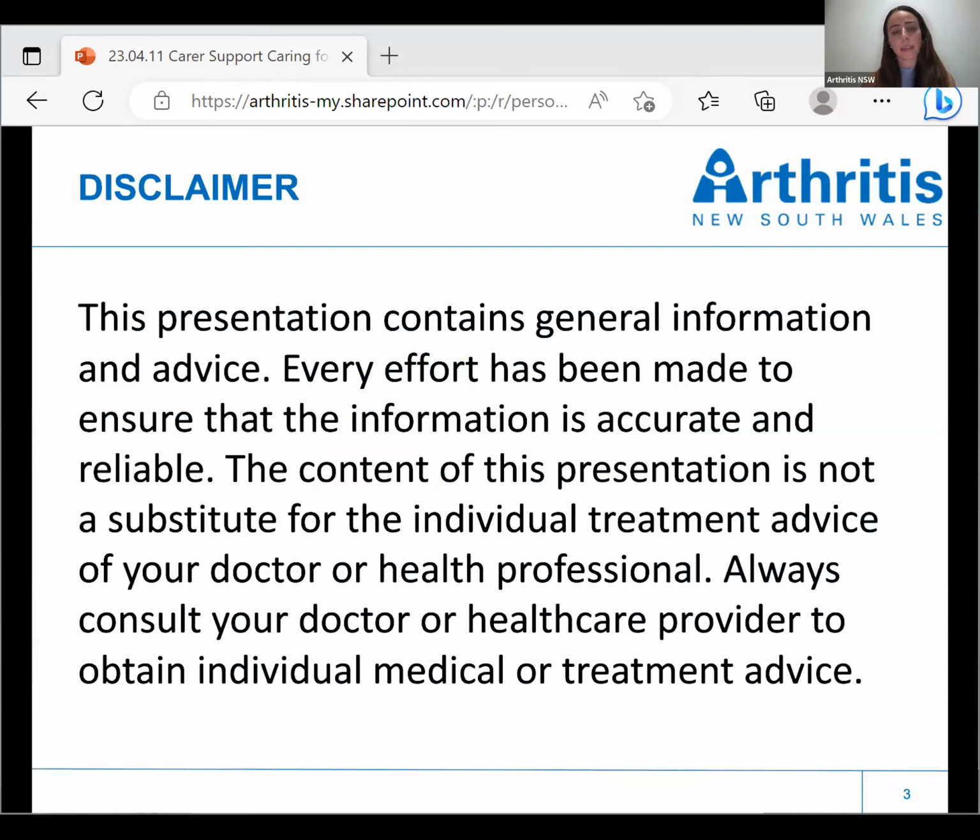We do have a disclaimer here. It's just to let you know that the information that we cover here today is just to build your understanding and provide some general advice around managing arthritis. We do make sure the information we share with you is evidence-based, accurate and reliable. In saying that, it really shouldn't be a substitute for individual treatment advice. So should you have specific questions about your condition, you should always speak with your doctor or primary healthcare provider in that instance.